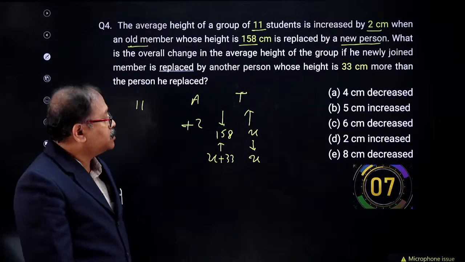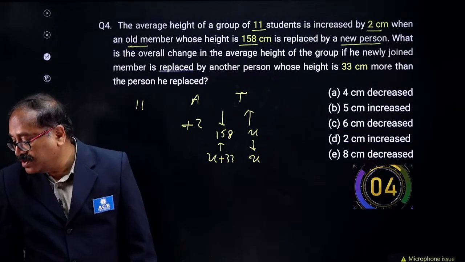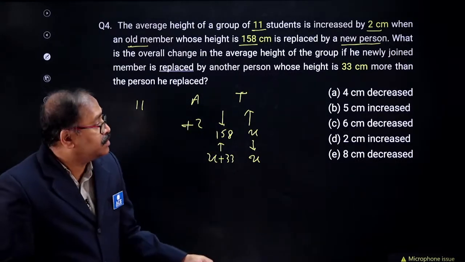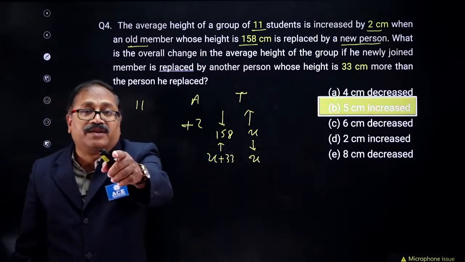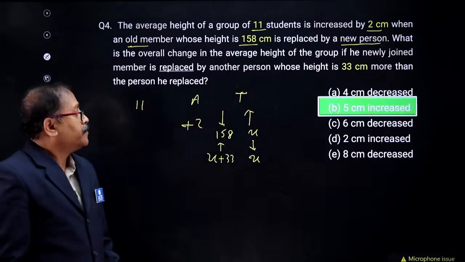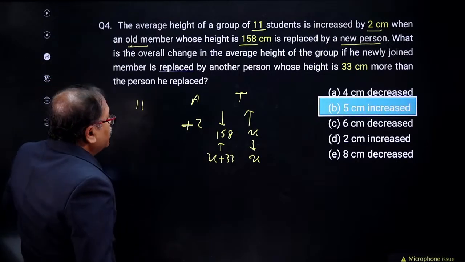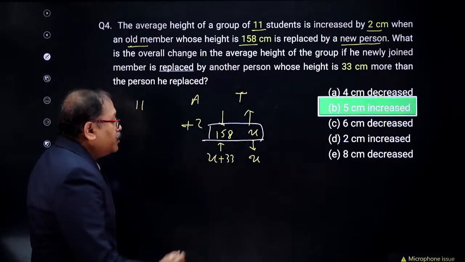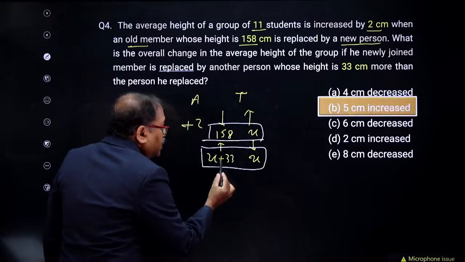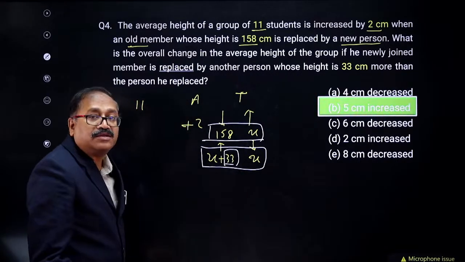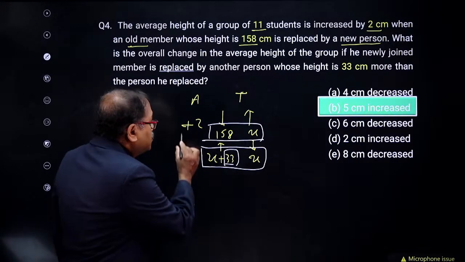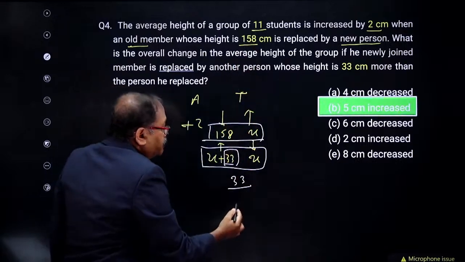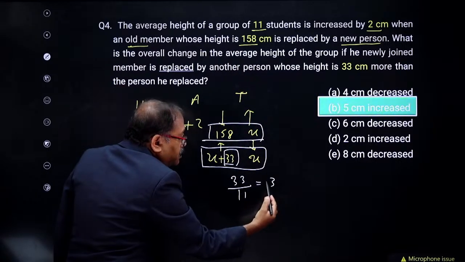Okay, that's good. So how do we do this part? The average is increased by 2 here. First let me check whether Aman is correct or not. He says option B. That's right, Aman. Now, what is the way to answer the question? When the second replacement has taken place, the total increases by 33. If the total increases by 33, the average will increase by 33 divided by the number of people, which is 11. So the average is increased by 3.